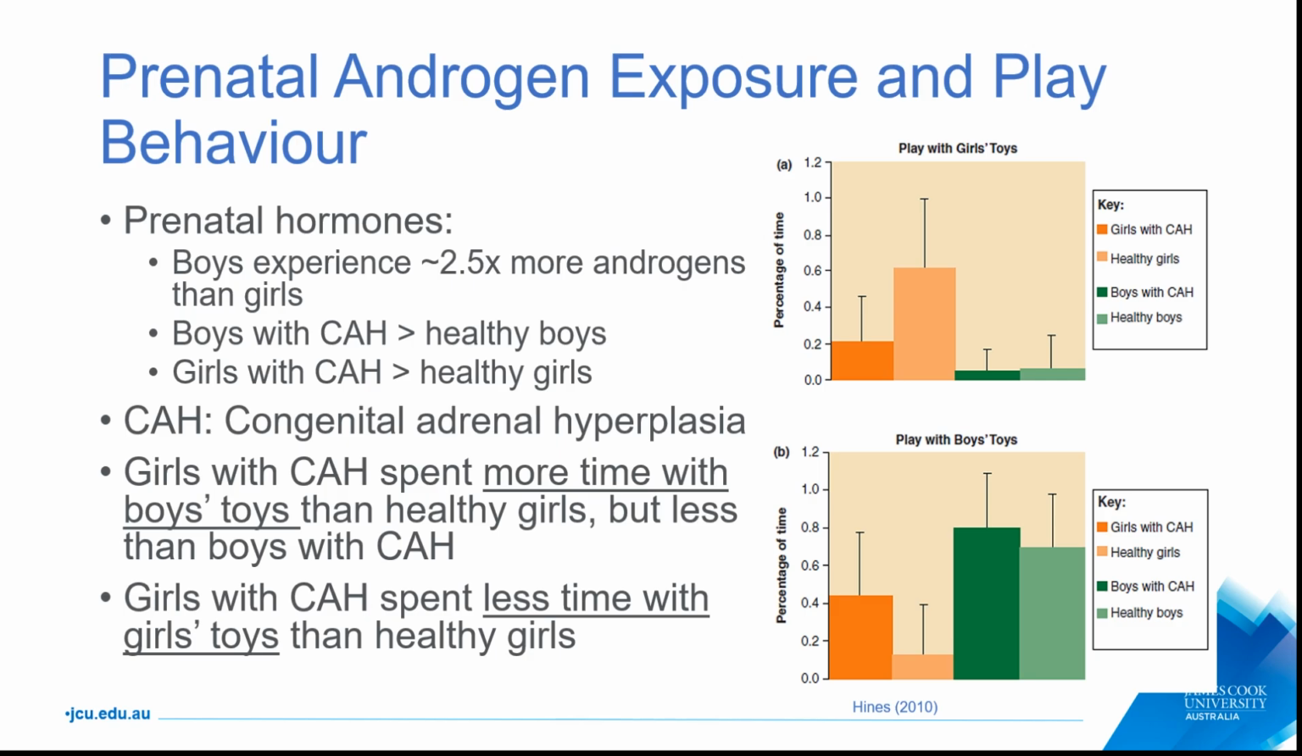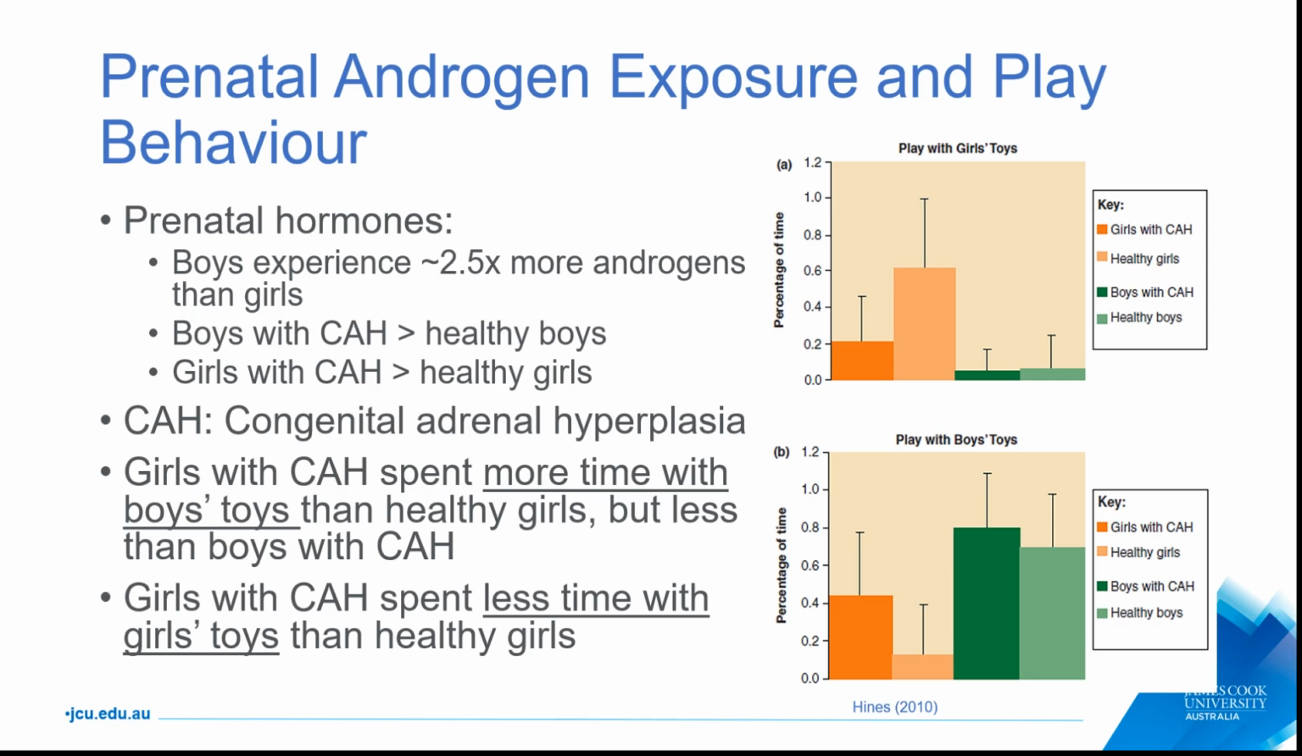And then, interestingly, girls with CAH spend more time with boys' toys than healthy girls, but less than boys with CAH. So they will spend more time playing with a car than other girls, but still they don't play at the same level as boys with CAH. The boys with CAH have the most androgens. And girls with CAH also spend less time with girls' toys. This is what we want to find, and this is found. Less time playing with dolls than healthy girls.